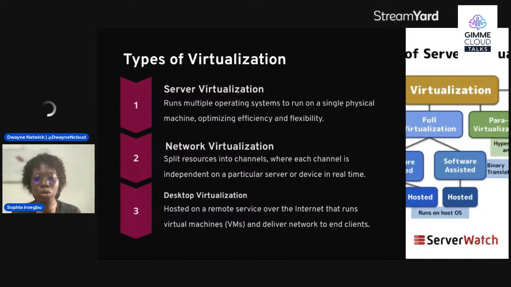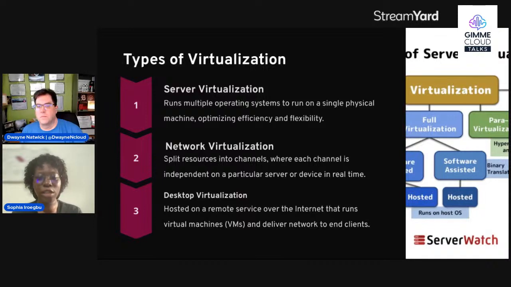Another one is network virtualization. So network virtualization lets you split the resources on your virtual machines into channels. Now, each of these channels can work independent of each other on your server. Last but not the least, desktop virtualization.